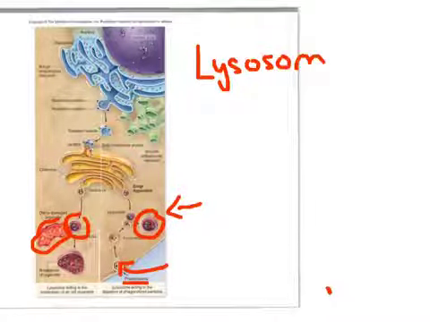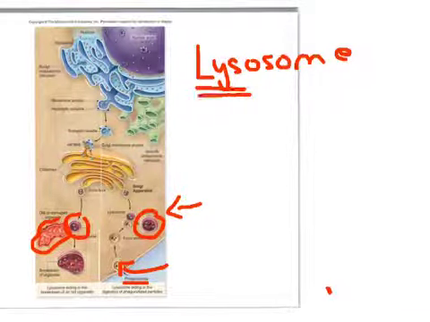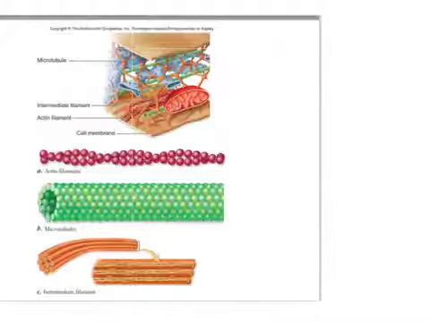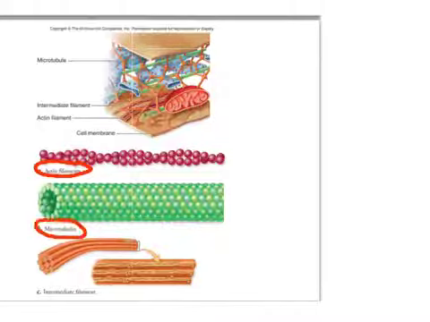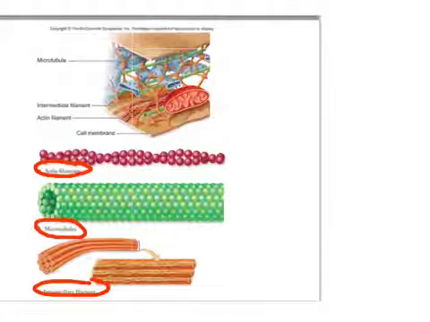Lysosome. Lys means to break apart, and so lysosomes contain these digestive enzymes that break things apart. Alrighty. This is the cytoskeleton, really important, and it's composed of essentially three things. You've got your actin, your microtubules, and your intermediate filaments. And together these form that amazing network mesh.